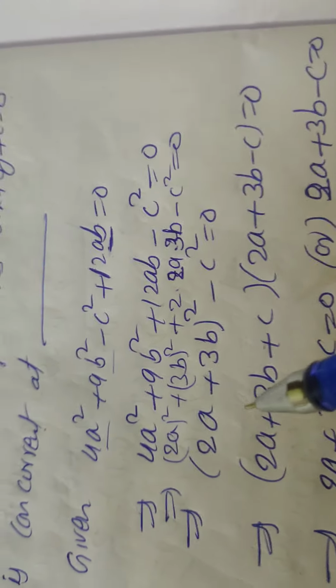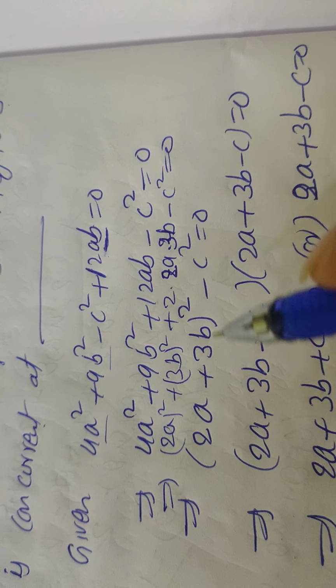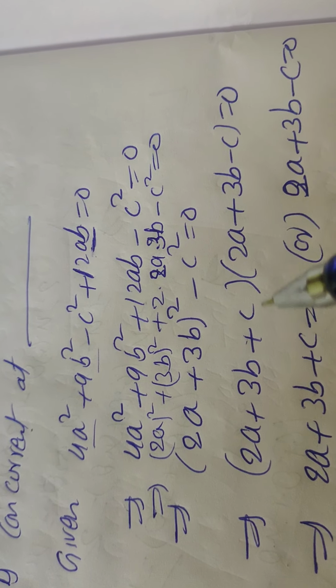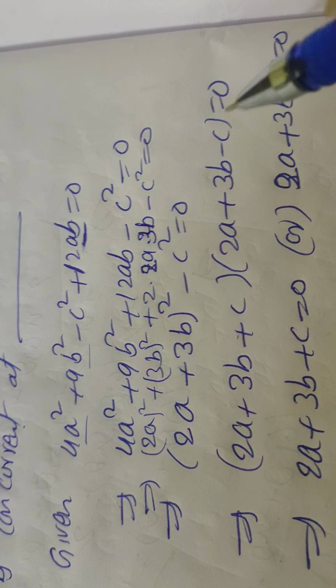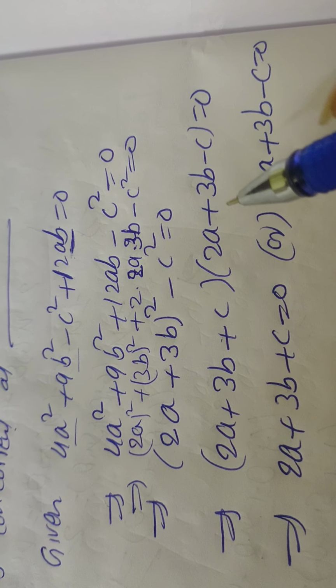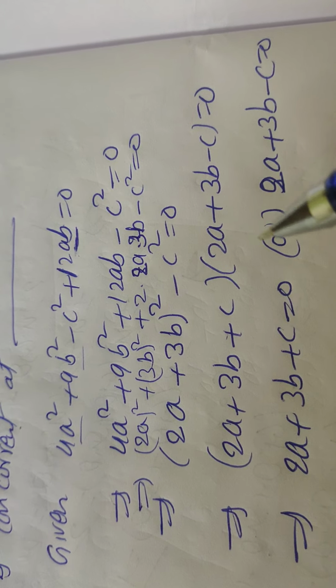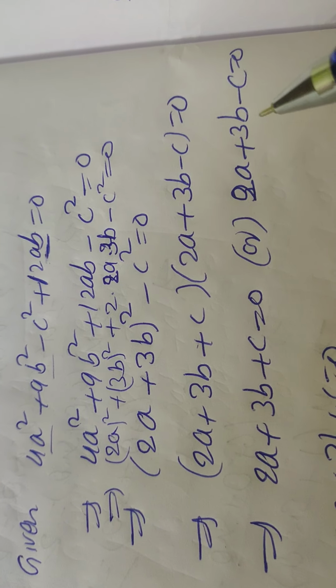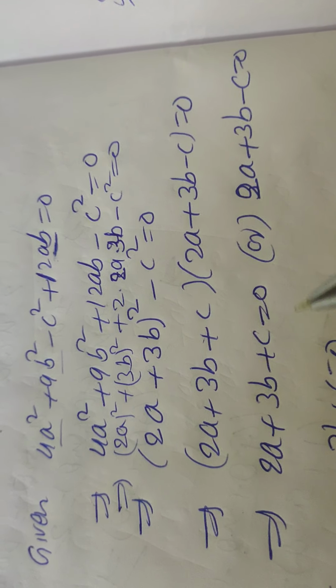So now we can factorize this one. a square minus b square form: a plus b into a minus b. This is nothing but 2a plus 3b plus c into 2a plus 3b minus c is equal to 0. Product of two numbers is equal to 0 means either the first number is 0 or the second number is 0. So that means 2a plus 3b plus c is equal to 0 or 2a plus 3b minus c is equal to 0. Now we have the two cases.